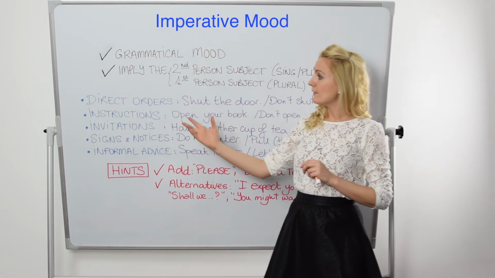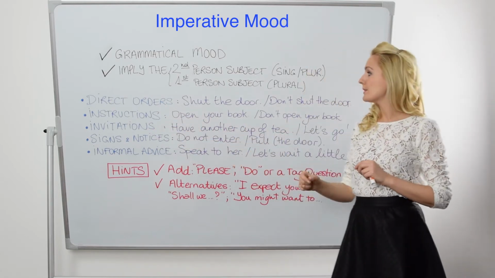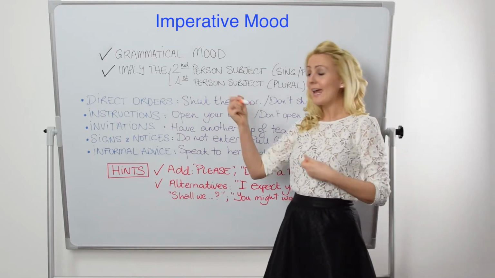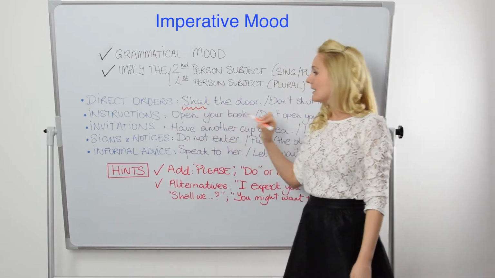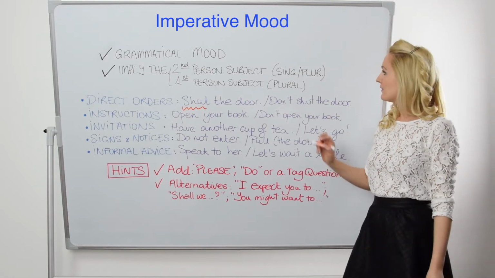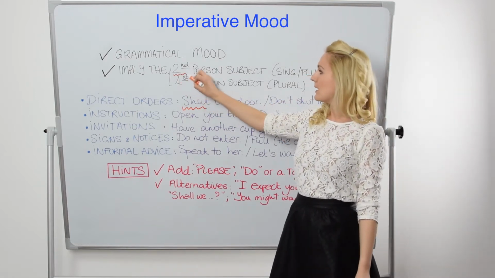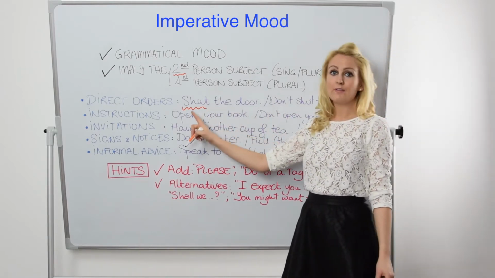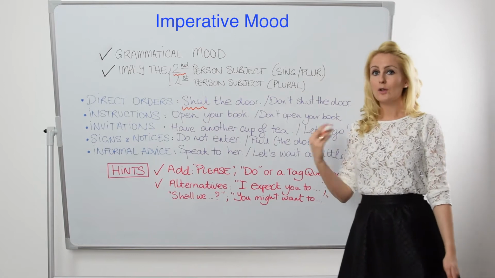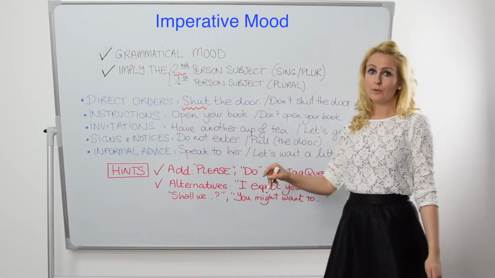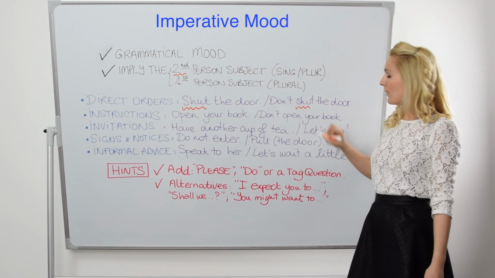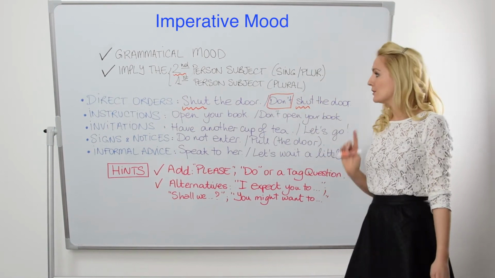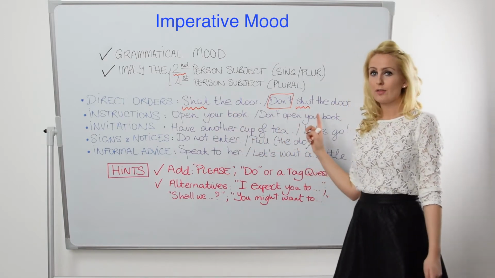So you can use the imperative to give out direct orders. Shut the door, don't shut the door. So here, as you can see, in order to create my imperative, I simply need the bare infinitive. That is, of course, for the second person, so the second person singular and the second person plural. You just put your bare infinitive at the beginning of your sentence, and that's how you create your imperative form. Shut the door. If you want the negative, you have your bare infinitive preceded by don't. Never doesn't, always don't. So shut the door, don't shut the door.